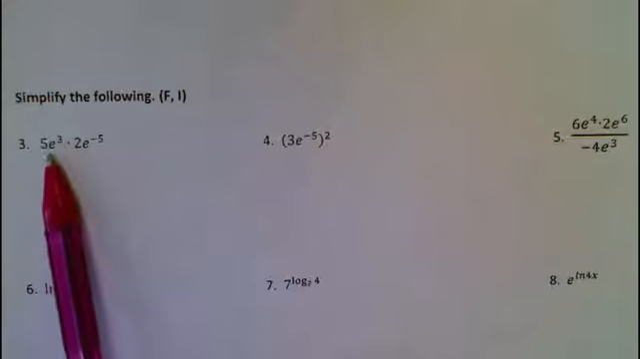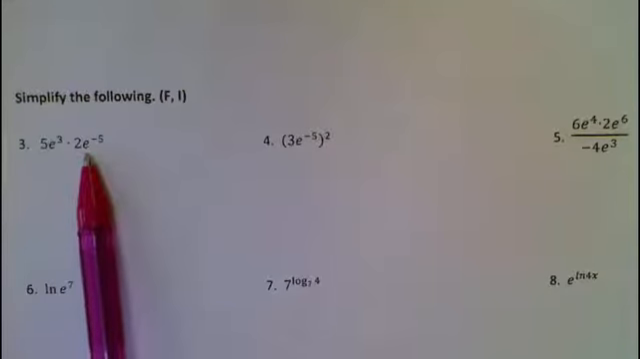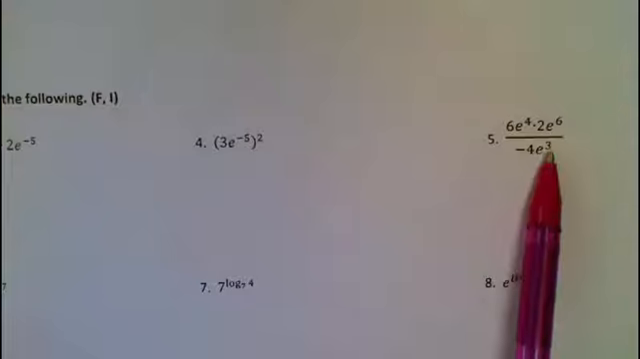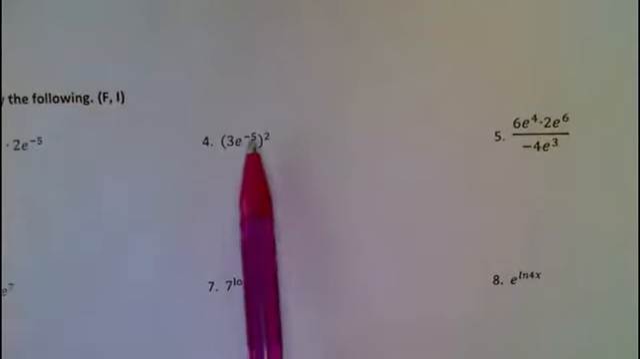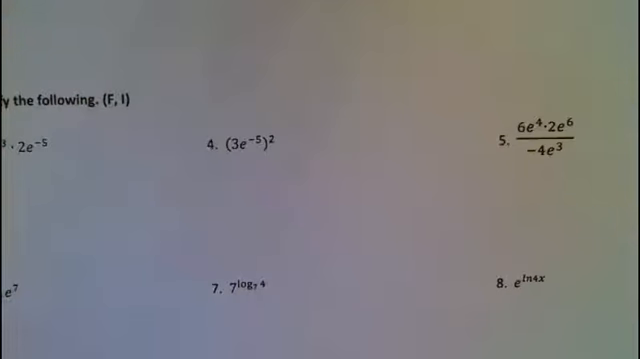So here's what you need to know. You need to know if you're multiplying like bases, so these all have e's in them. When you're multiplying like bases, you add the exponents. When you're dividing like bases, you subtract the exponents. And if you have a power that's raised to another power, you multiply the exponents. So those are all just the properties from last chapter.